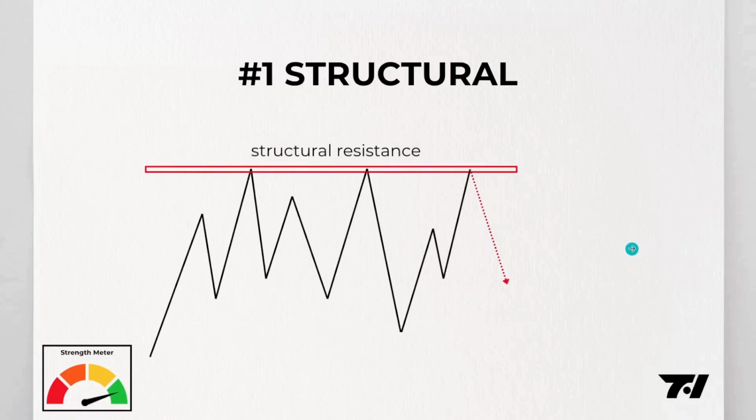This is an example of structural resistance. Exactly the same as the structural support, but it's the opposite. If you see price makes a structure, hits resistance, moves away, creates some sort of structure, and then comes back again to resistance, moves away, creates another structure, and then comes back to resistance. That level, straight away I call it a structural resistance.